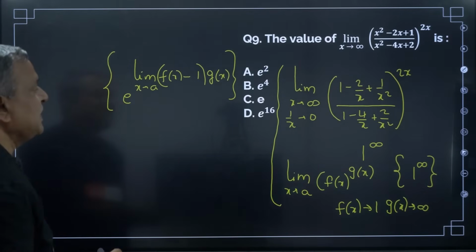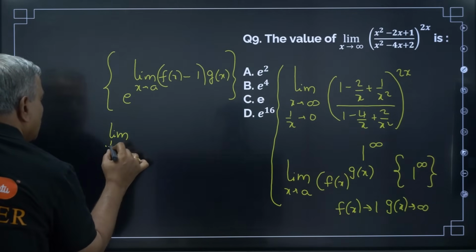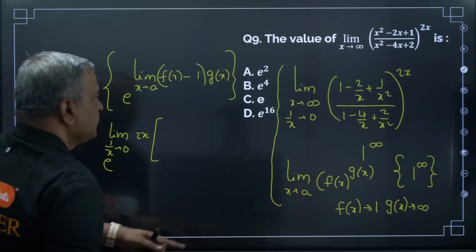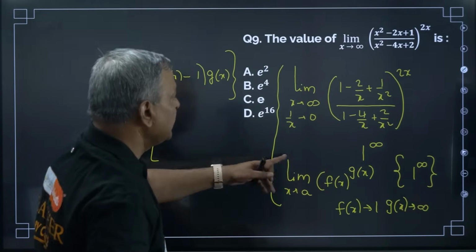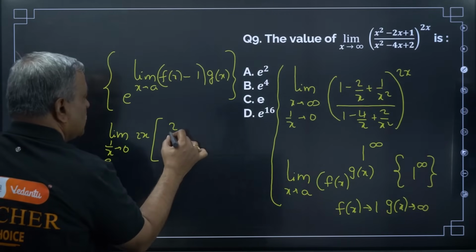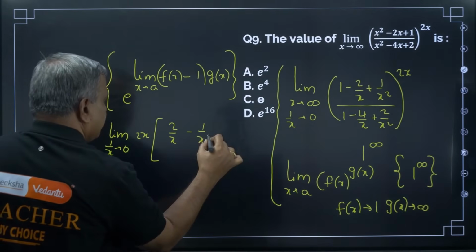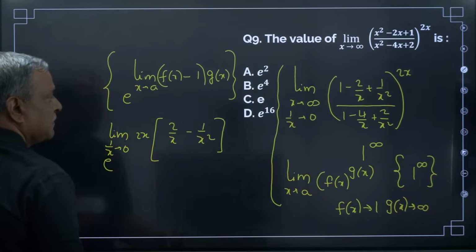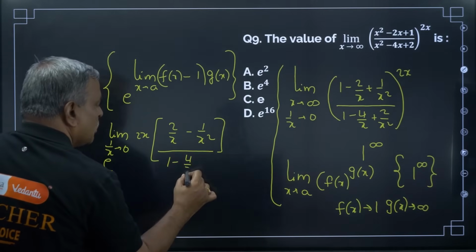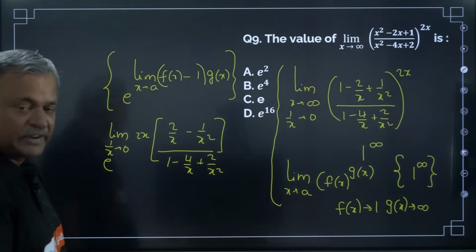Okay. Let us apply that concept. E to the power limit 1 by x tending to 0, 2x into, this is f of x minus 1. F of x minus 1, what happens? If you subtract it, 2 plus x will give you minus 1 by x square. 1 by x square divided by 1 minus 4 by x plus 2 by x square.